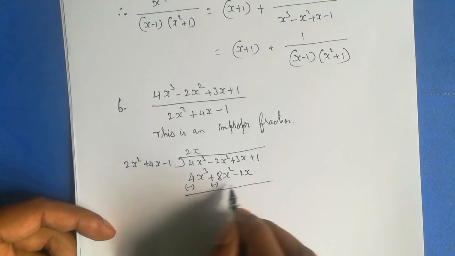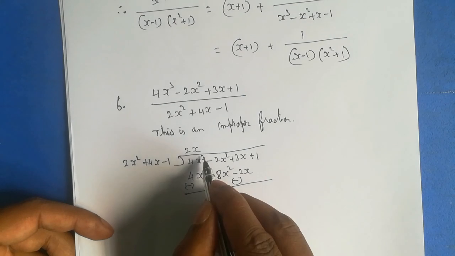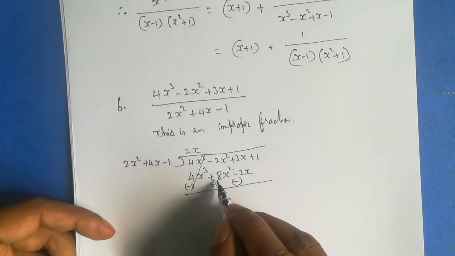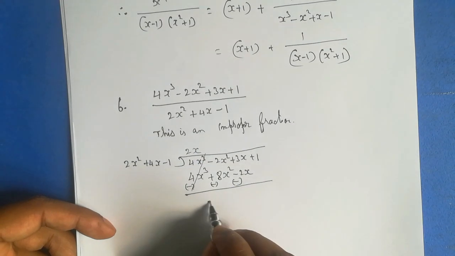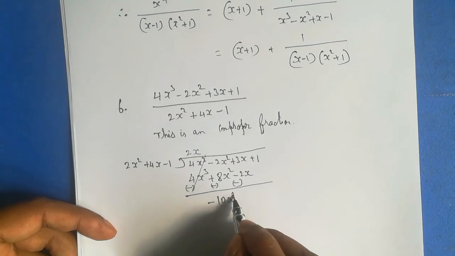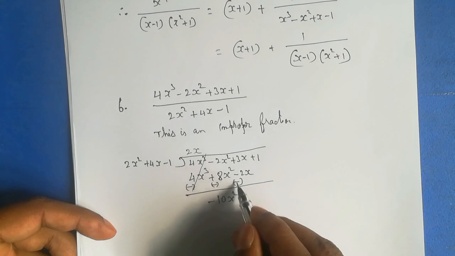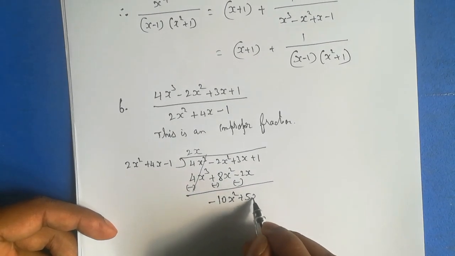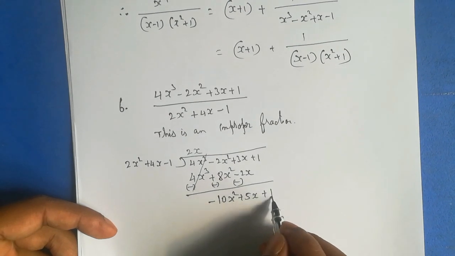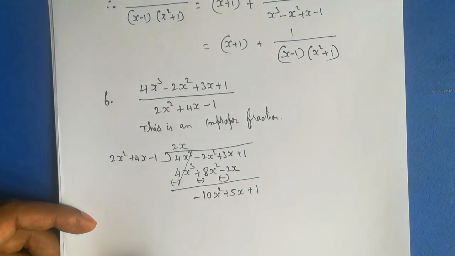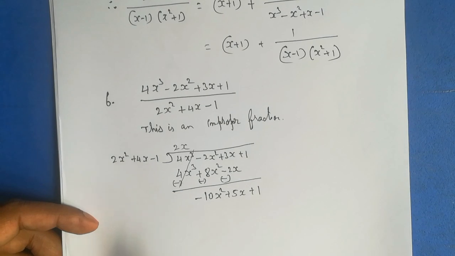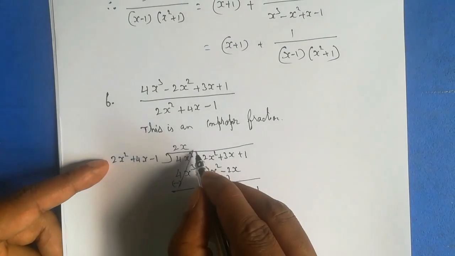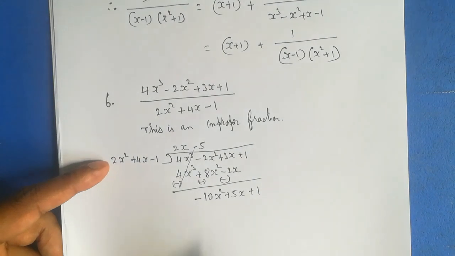Multiply by minus sign throughout. This will get cancelled. Plus into minus is minus. Minus 8 minus 2, minus 10x². Minus into minus is plus. 3 plus 2 is 5x. Bring this 1 down. Now we should get the same term. Here 2 is there. We want to get 10. So minus 5. 5 2s are 10.